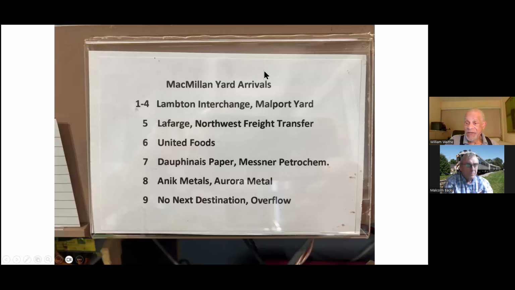And on the fascia of the Macmillan yard, we see that cars going into the cement plant or to the bulk transfer unit go onto track 5. So when you're making up a train for these industries to carry material, you'll find them on track 5. So there's no cherry picking of the yard necessary.